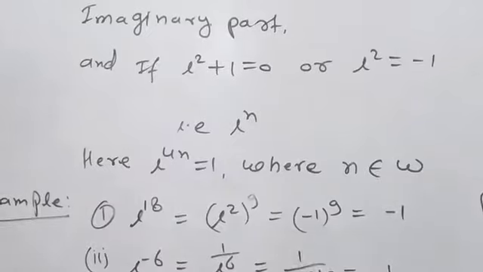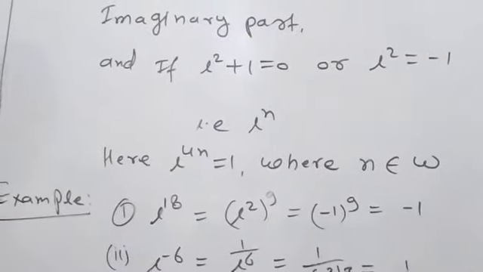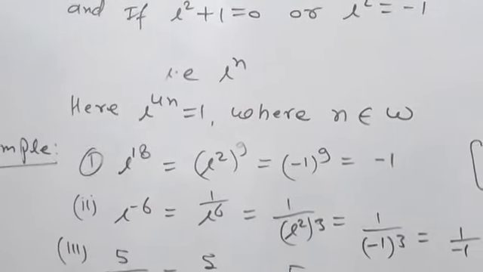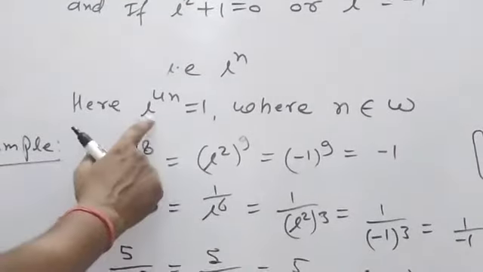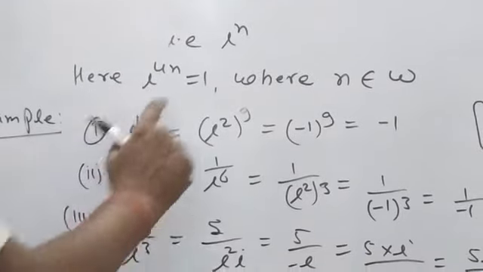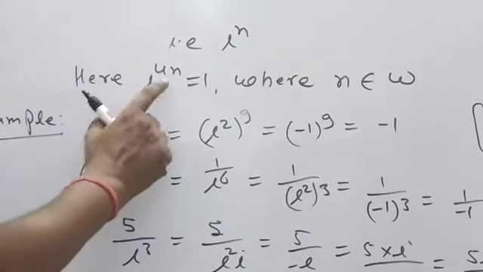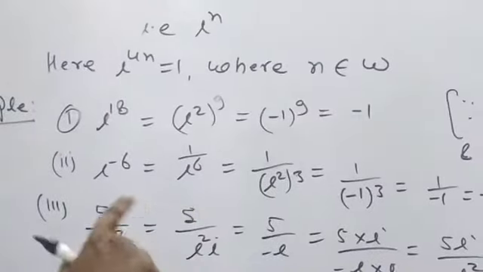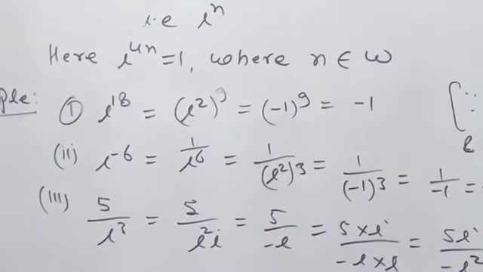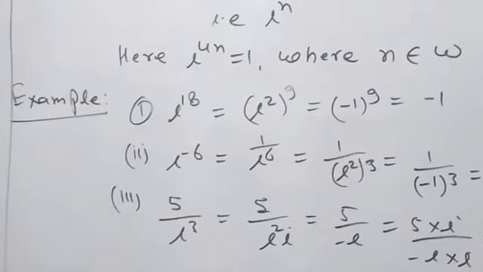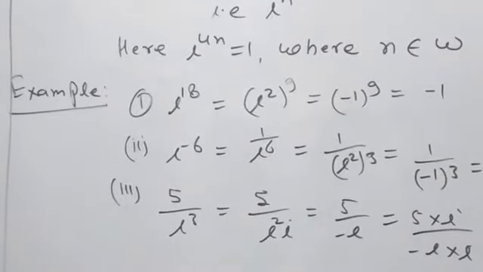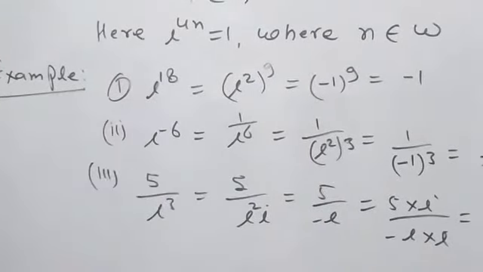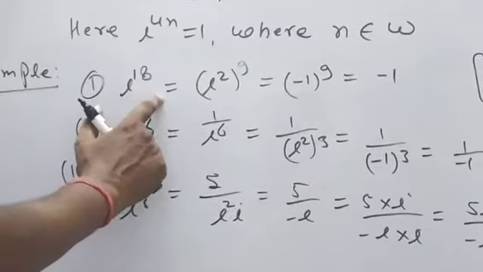Okay. Now I am going to explain integral power of i, that is i power n. Here n is integral power, means integer. Here i power 4n is equal to 1, where n is whole number. Now I am going to give some example based on i power n, means i power 4n is equal to 1.